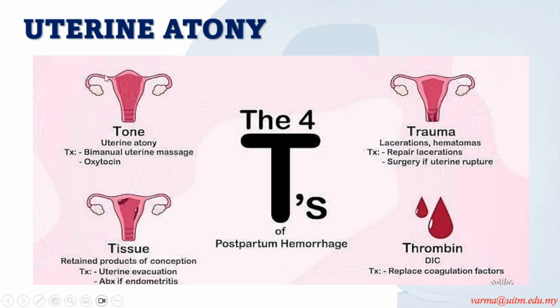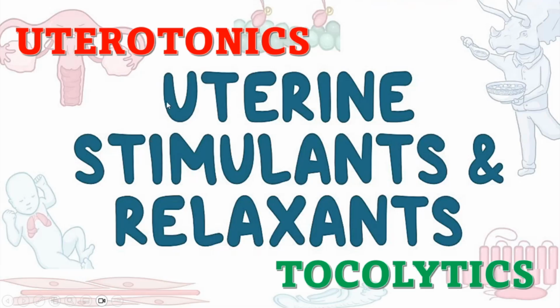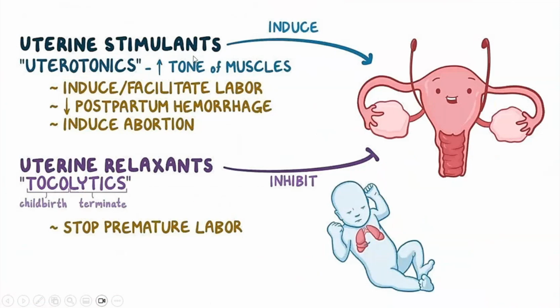So what I want to talk to you about is this uterine atony, which is the number one cause of postpartum hemorrhage, and how we treat it. We talked about uterine stimulants, which are uterotonics, meaning drugs that stimulate the contraction of the uterine muscles, and tocolytics, which are drugs or agents that relax the uterine muscles. Uterine stimulants called uterotonics increase the tone of muscles. They induce smooth muscle contraction, and are used to induce or facilitate labor, reduce postpartum hemorrhage, or induce abortion in case of miscarriage.